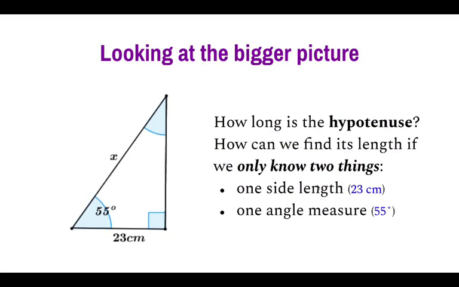So first things first, looking at this picture here, how long is the hypotenuse? We don't know, right? But we do know that one of the legs is 23 centimeters, and one angle is 55 degrees, and we know it's a right triangle. So how do we find the length of the hypotenuse if we only have one side length and one angle measure?